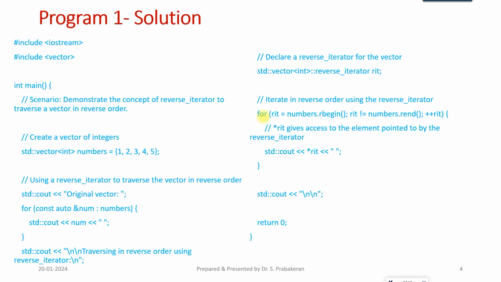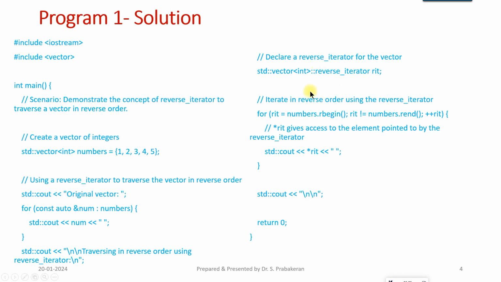Right now, quickly breaking down the code. We start by creating a vector of integers called numbers, with some initial values. Next, we traverse the vector in its original order, print it, and show it to the user in the output console. Now next is the exciting part: the introduction of this reverse iterator, which traverses the vector in the reverse order.